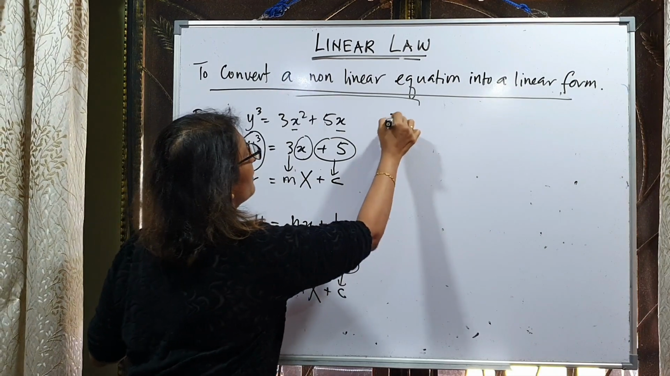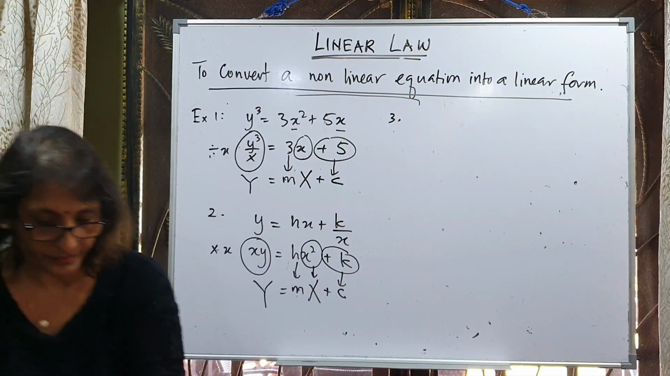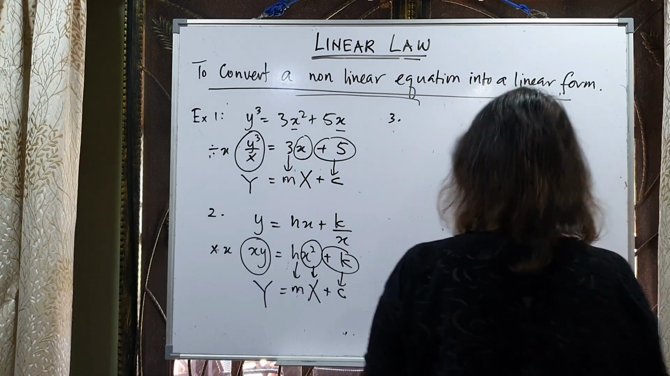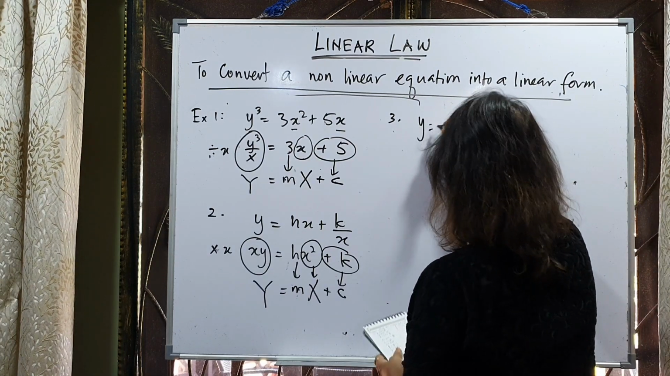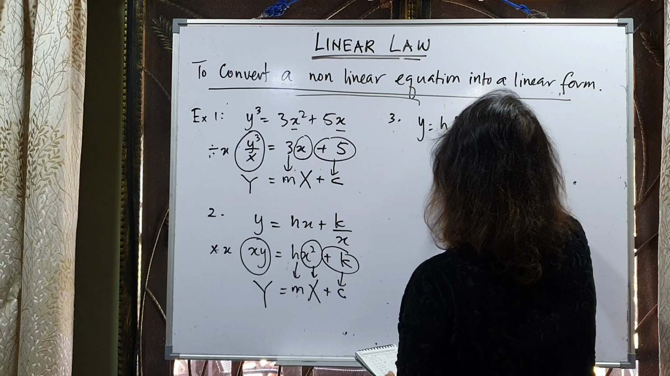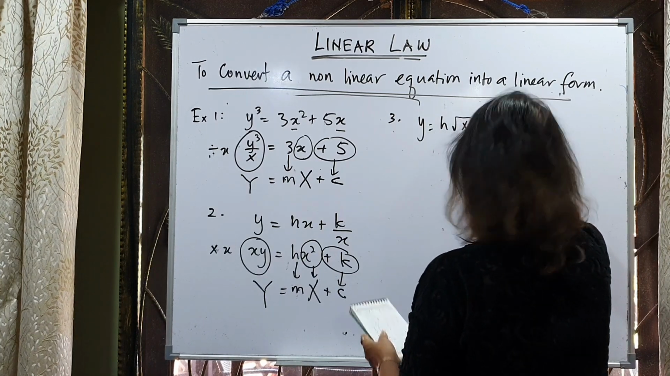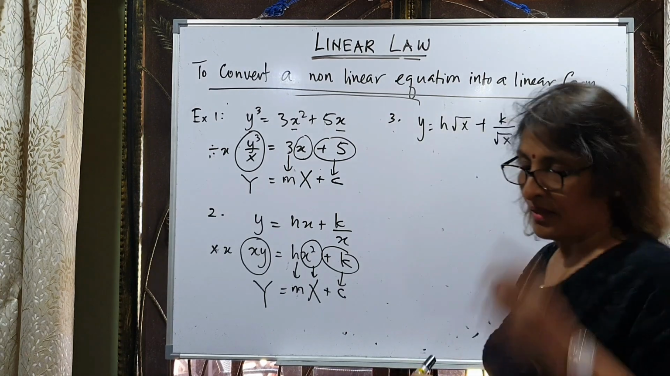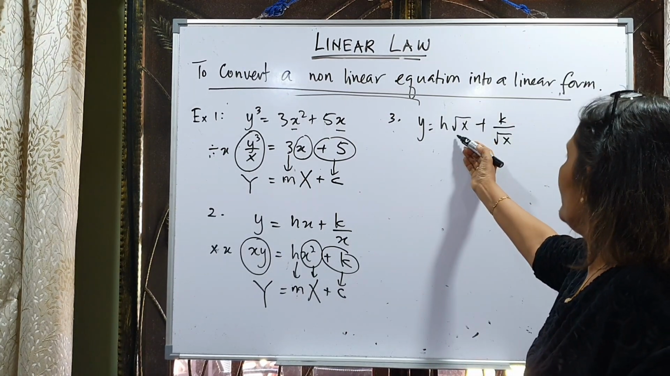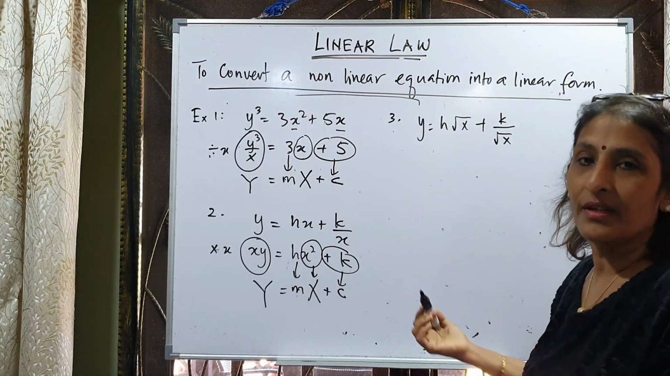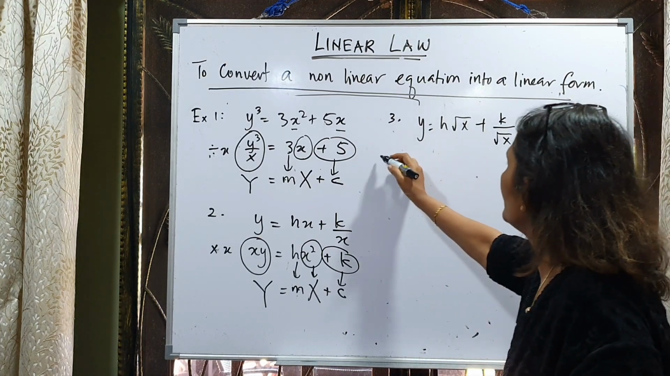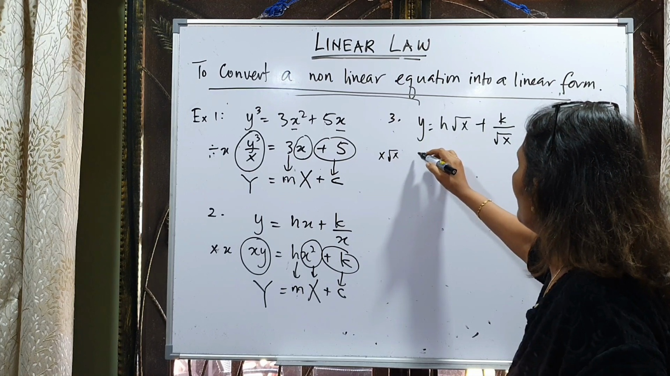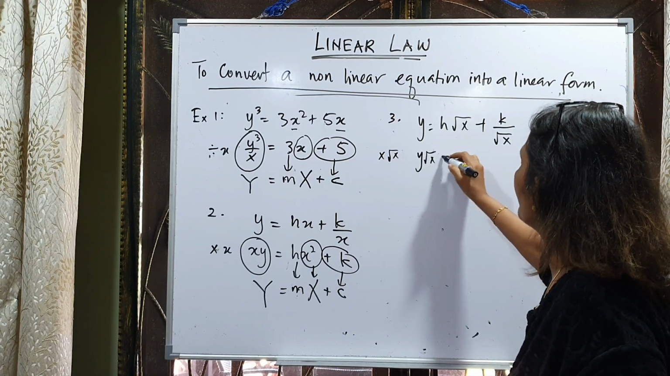Number 3. How about y equals h root x plus k over root x? What should I do here? Again, we see there's x here, there's x here. We have to get rid of one of them. So I will probably have to times with root x. Then we'll get y root x this side.